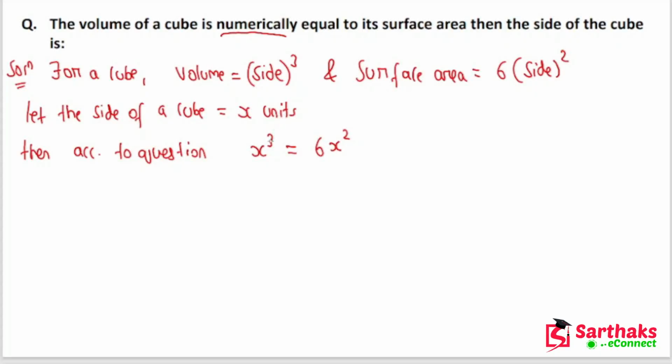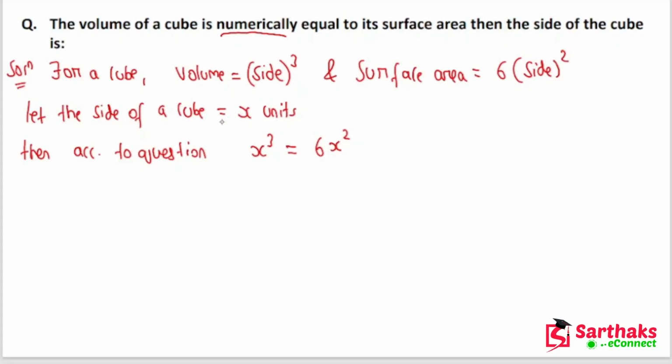Obviously we are not talking about the units, because it would be x cube cubic units and 6x square square units. That is why I told you that units are irrelevant over here. You can see it like 1000 liters and 1000 kilometers. If you say the volume of the liquid which I want is equal to the distance between these two places numerically, it means you need 1000 liters because the distance is 1000 kilometers. Otherwise you cannot equate them, right? They are not of the same units.